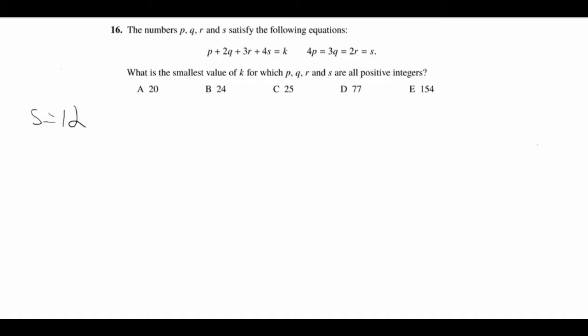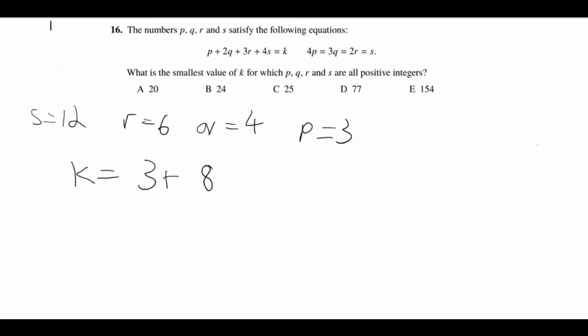And if S is equal to 12, then that means R must be equal to 6, Q must be equal to 4, and P must be equal to 3. And so that means the smallest value of K is 3 plus 8 plus 18 plus 48, which if you add all these up comes to 77. And so the answer is D.